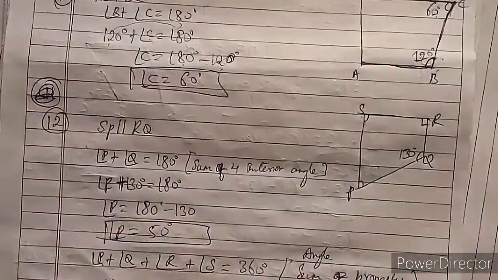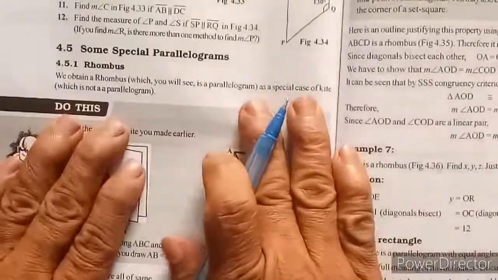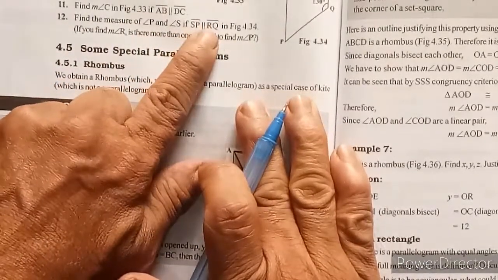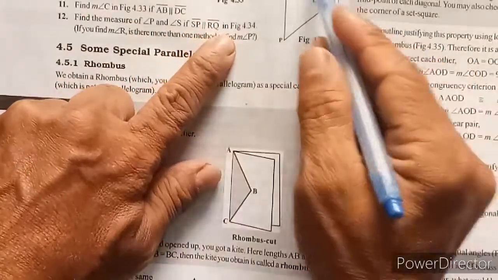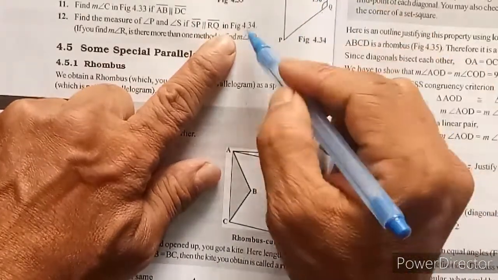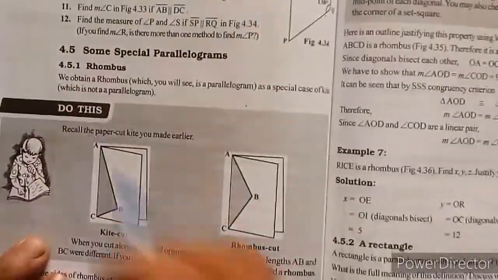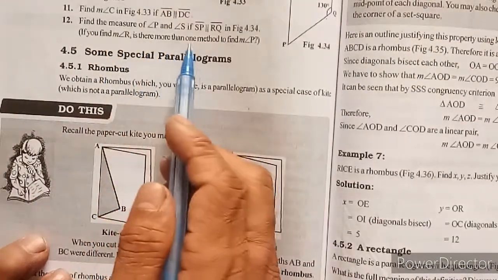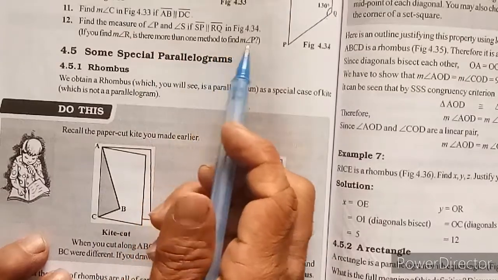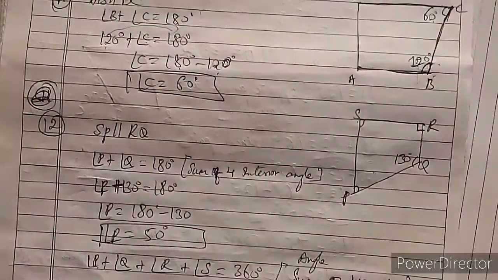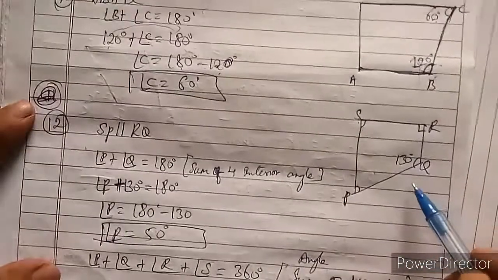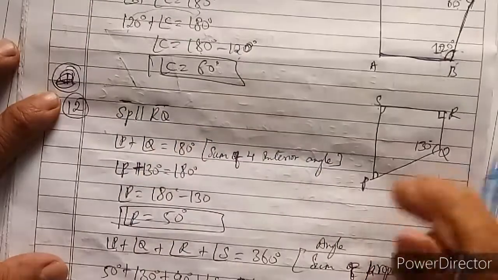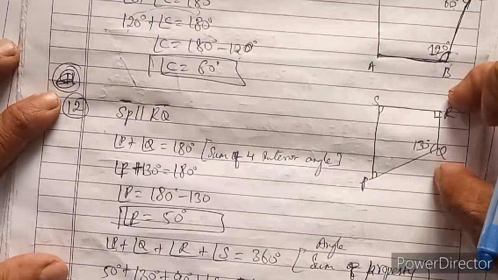Now, question number 12. Find the measures of angle P and angle S if the side SP is parallel to RQ in figure 4.34. And if you find angle R, is there more than one method to find angle P? See here, the figure should be given. So I am going to explain. SP, this side is parallel to this side.